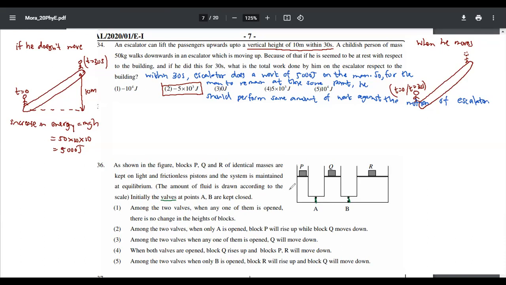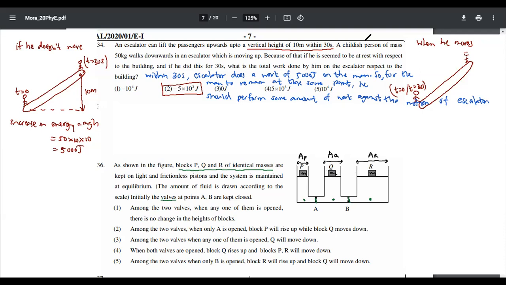For that, we need to know the pressures. What's the pressure here? What's the pressure here? And what is the pressure here? Tell me, how do you do that? Identical masses. Blocks P, Q, R have identical masses. Therefore, I can say they all have the same mass. That means M, M, M. And look at the cross-sectional areas, people. This is A1, A2, or else I can put AP, AQ, and AR.